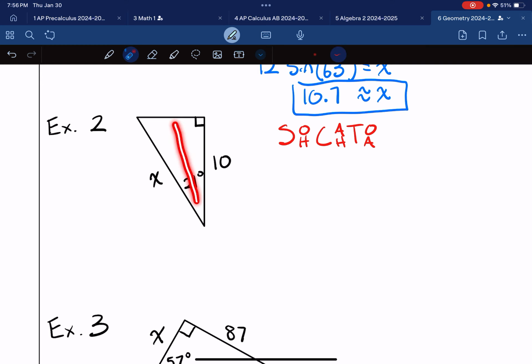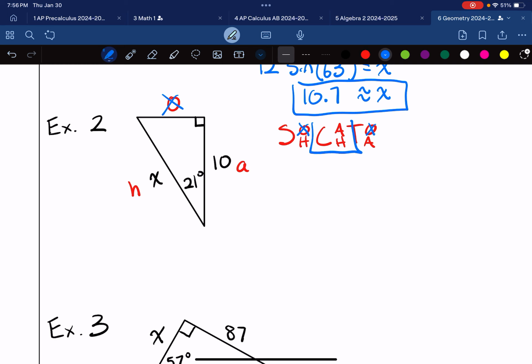On the opposite side of our angle of reference, we have our opposite. On the opposite side of the 90 degrees, we have our hypotenuse, and that means that the 10 is our adjacent. Notice we have no information about our opposite side, therefore we are not going to be using the opposite side in this case. Cross off all the O's, leaving behind the CAH of the SOHCAHTOA, meaning we are using cosine. So set it up.